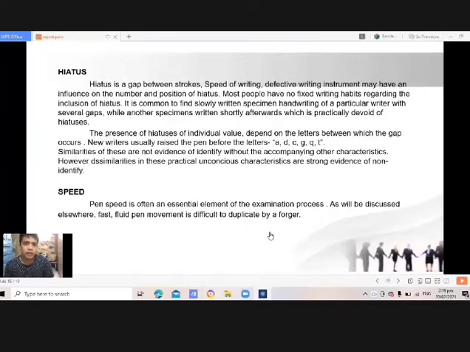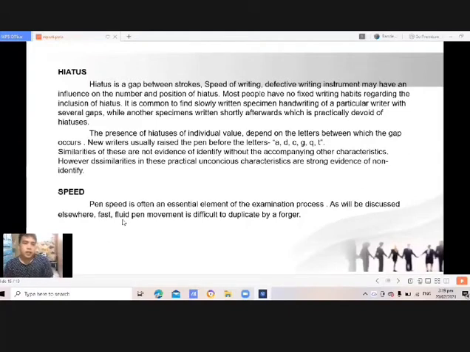The presence of hiatus is of individual value depending on the letter between which the gap occurs. Some writers usually raise the pen before the letters A, D, C, G, Q, T. Similarities of this are not evidence of identity without other accompanying characteristics. However, dissimilarities in their practical and unconscious characteristics are strong evidence of non-identity.